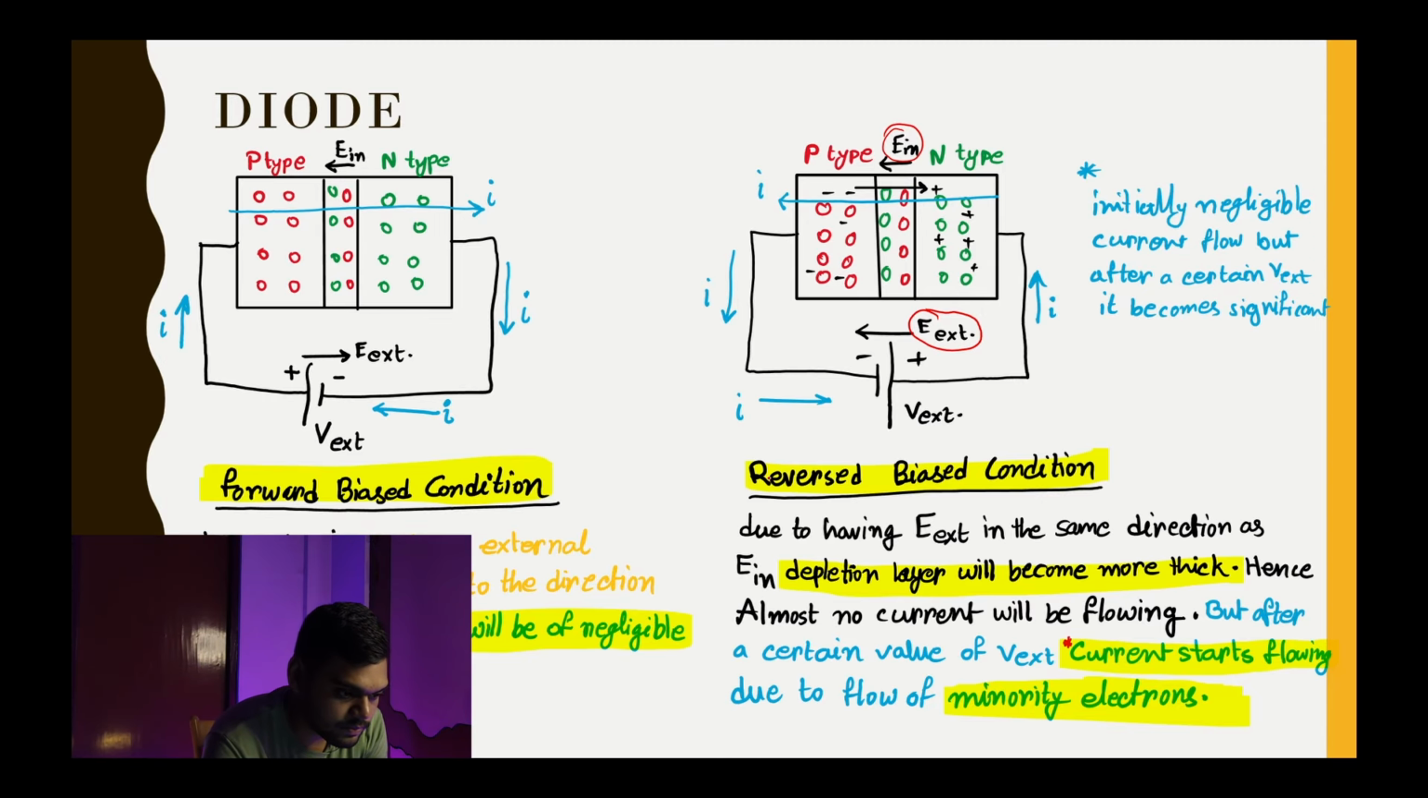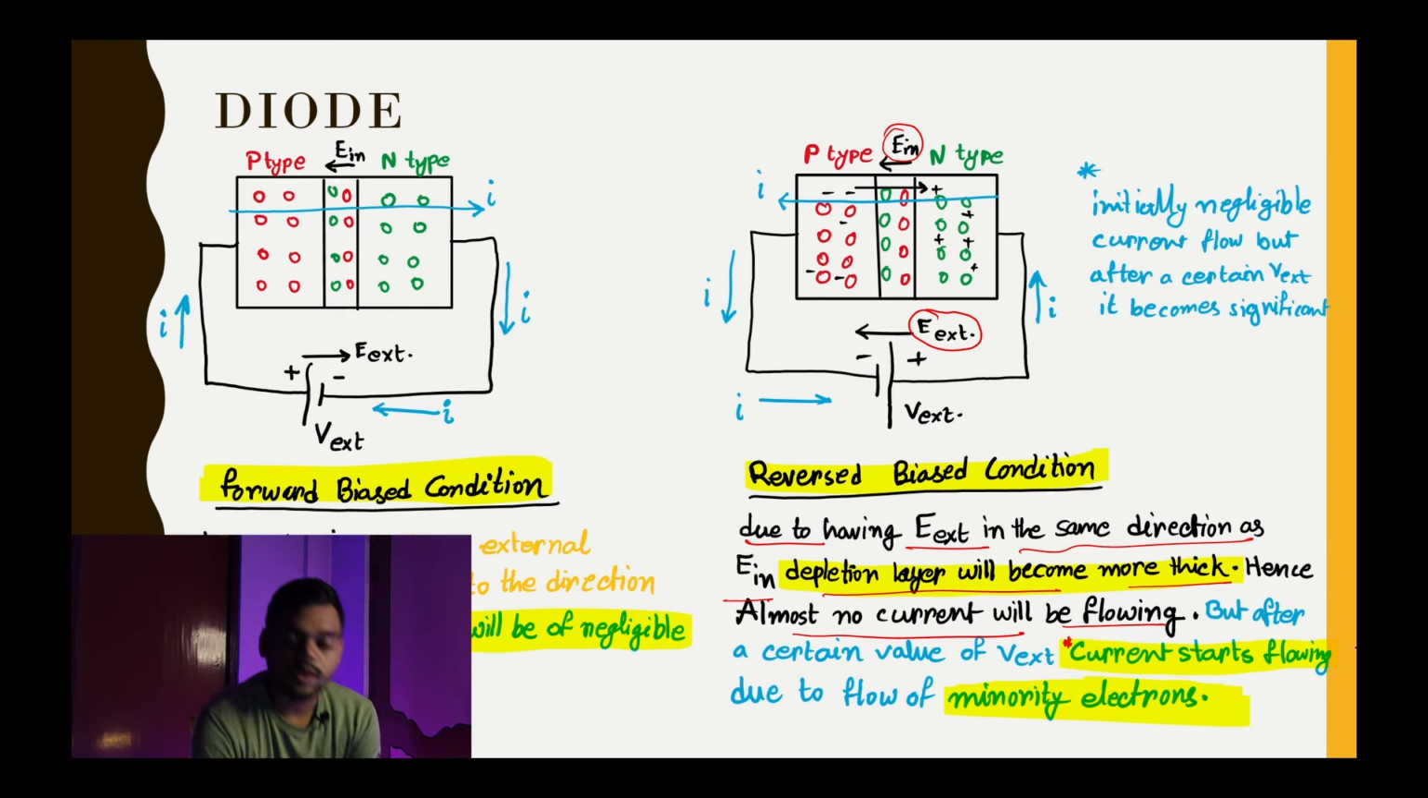So let's see. In this reverse bias condition, due to having the external electric field in the same direction as the internal electric field, the depletion layer will become thicker, hence almost no current will be flowing. Obviously, if the depletion layer becomes thicker, that means it provides much larger resistance to the current flow. Okay, but after a certain value of V external, current starts flowing due to the flow of minority electrons.